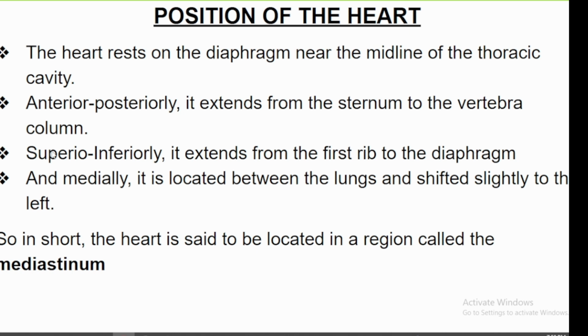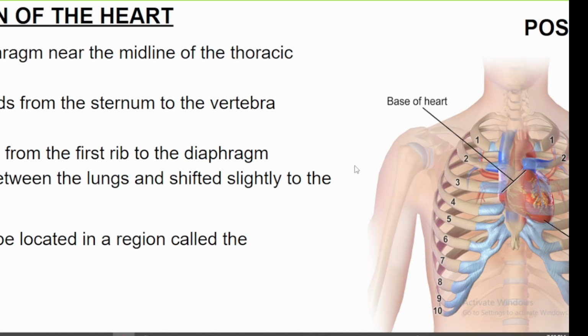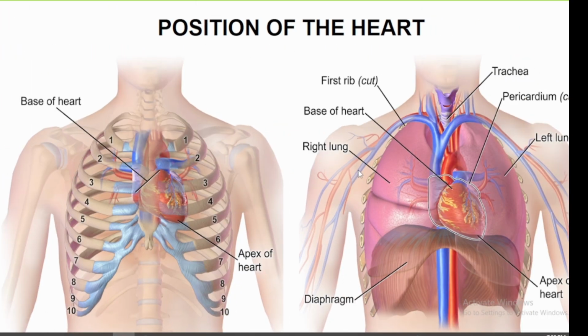So it extends. The topmost part of the heart, which is likely the base, is located on the first rib, and its lowest part is resting on the diaphragm. Let's go back to the image and see that for ourselves. You can see the very first rib here. So we are saying that superior inferiorly, the heart extends from what?